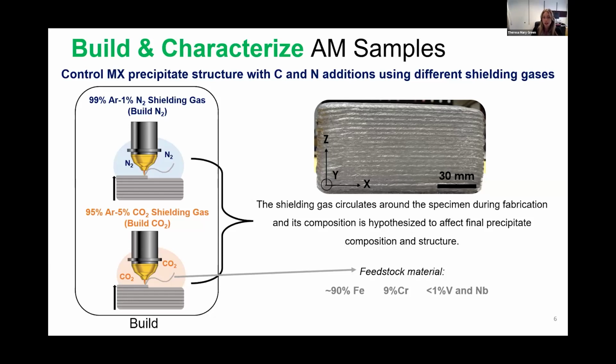So the point of having these 2 different atmospheres during fabrication is to see if the nitrogen or carbon in the shielding gases affected the resulting MX precipitation. And generally, if you're interested in a little bit more about additive manufacturing, an inert shielding gas such as argon is used to control the stability of the welding process, inclusion content in the steel, as well as the microstructure and resulting mechanical properties.